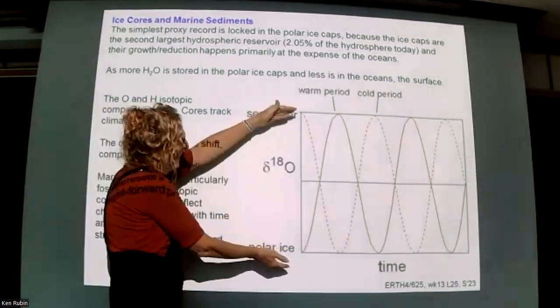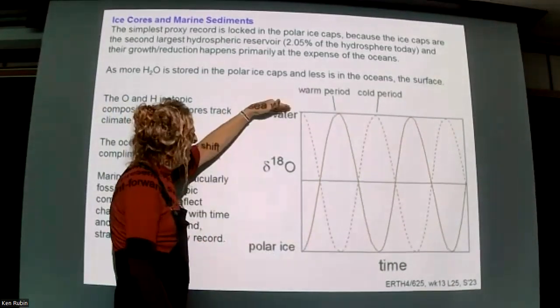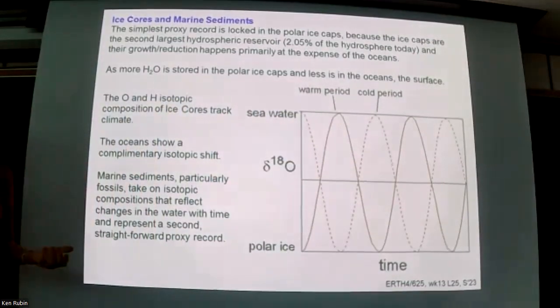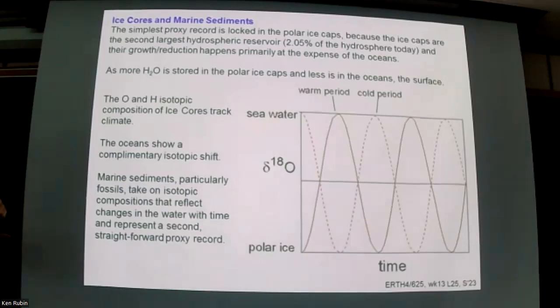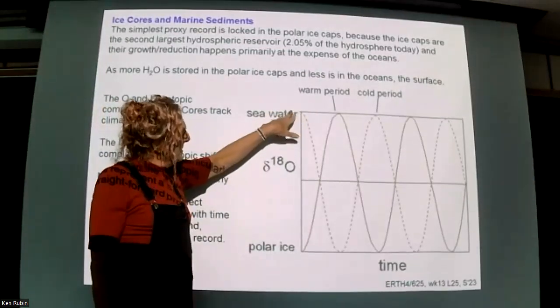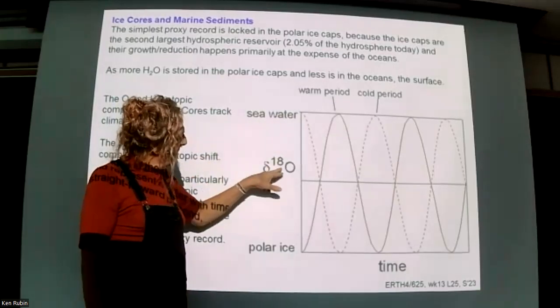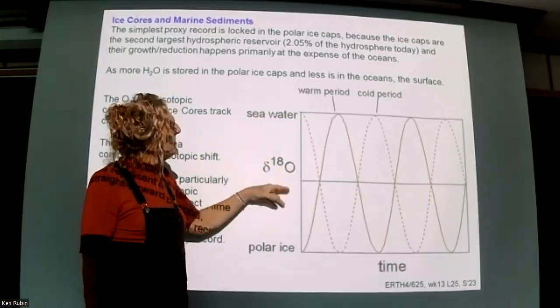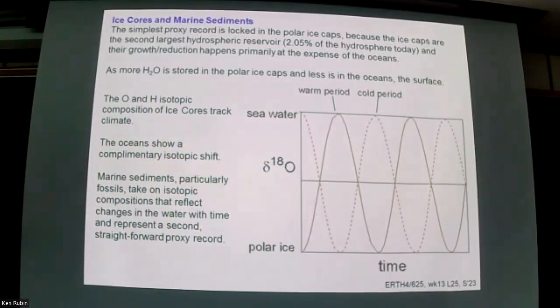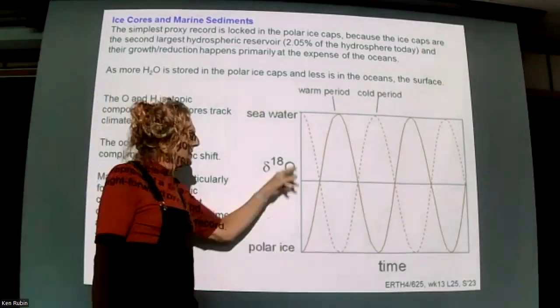They're not on the same scale. I just made this simple for you. The amount that seawater varies, which is a mirror image because it's the complement of seawater, is a lot less than ice sheets. But in any event, during warm periods of time, the water in the oceans gets isotopically light. The water in the atmosphere gets isotopically heavy, and the ice sheets are sourced from water in the atmosphere. So we see the same thing in the ice sheets as we see in the atmosphere. So we have this inverse correlation.